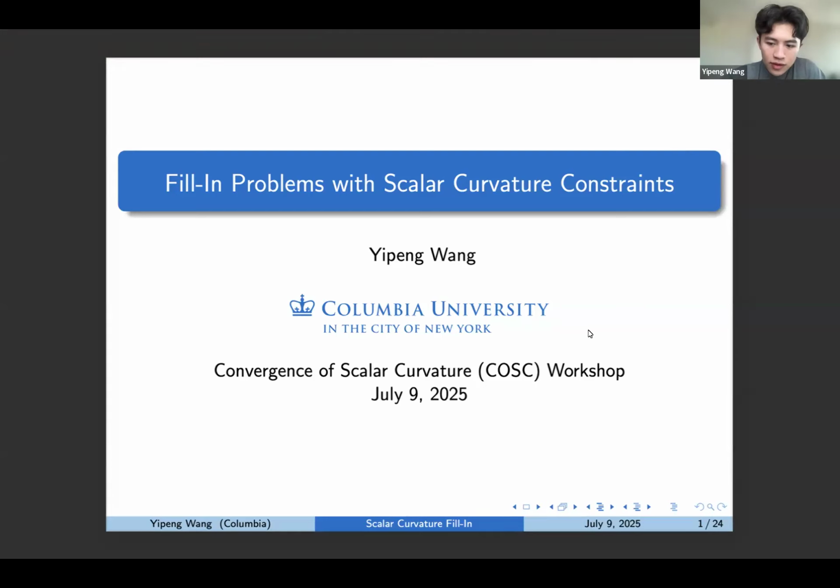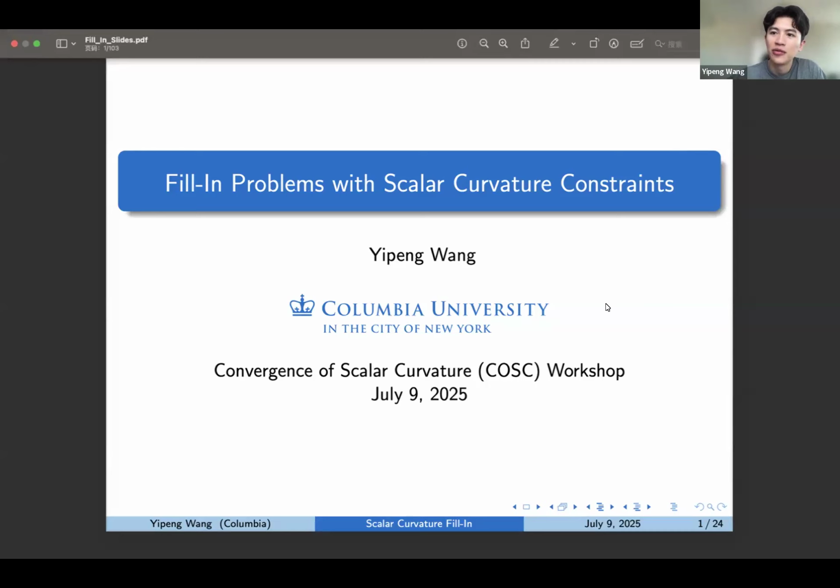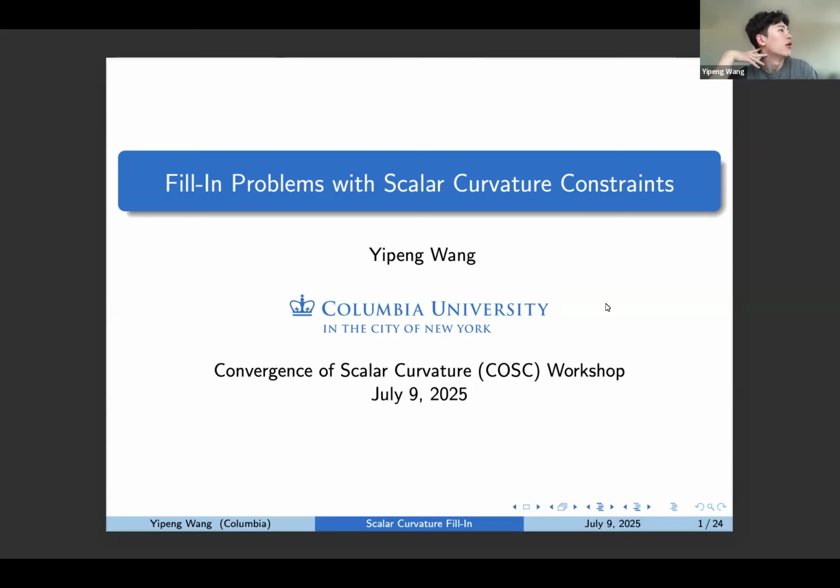So I guess Sven was just talking about something kind of related to what I'm going to say, but I still want to give some different perspectives. It's a different problem, but there are some similarities which you can see later.